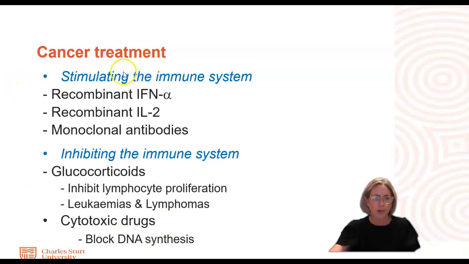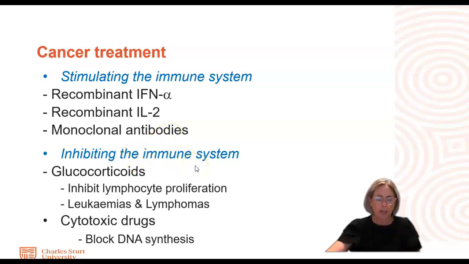So in terms of cancer treatment and stimulating the immune system, this could be done with recombinant interferon alpha. Recombinant interferon alpha will stimulate those natural killer cells of the innate immune system to lyse cancerous cells. Recombinant IL-2 then obviously will be used to activate those T helper cells, but also to activate those cytotoxic T cells to lyse the cancerous cells too. Can also be treated with monoclonal antibodies that I'll talk about in a few minutes.